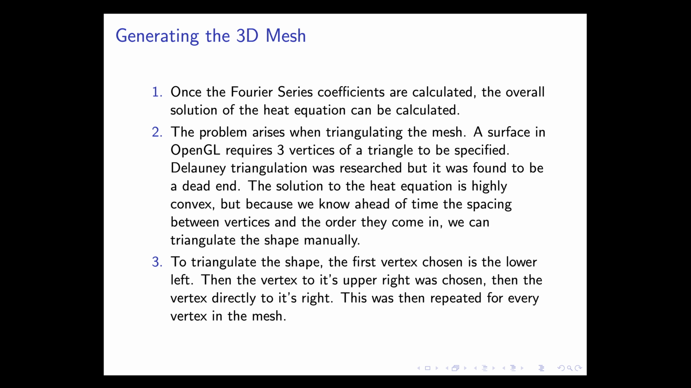Because they're evenly spaced, square spaced, we can just take the initial vertex in the bottom left corner, move to the upper right one, and say that's the next vertex. Then we move to the right end of the triangle, and say that's the next vertex. Then we just repeat this: bottom left, upper right, bottom right.